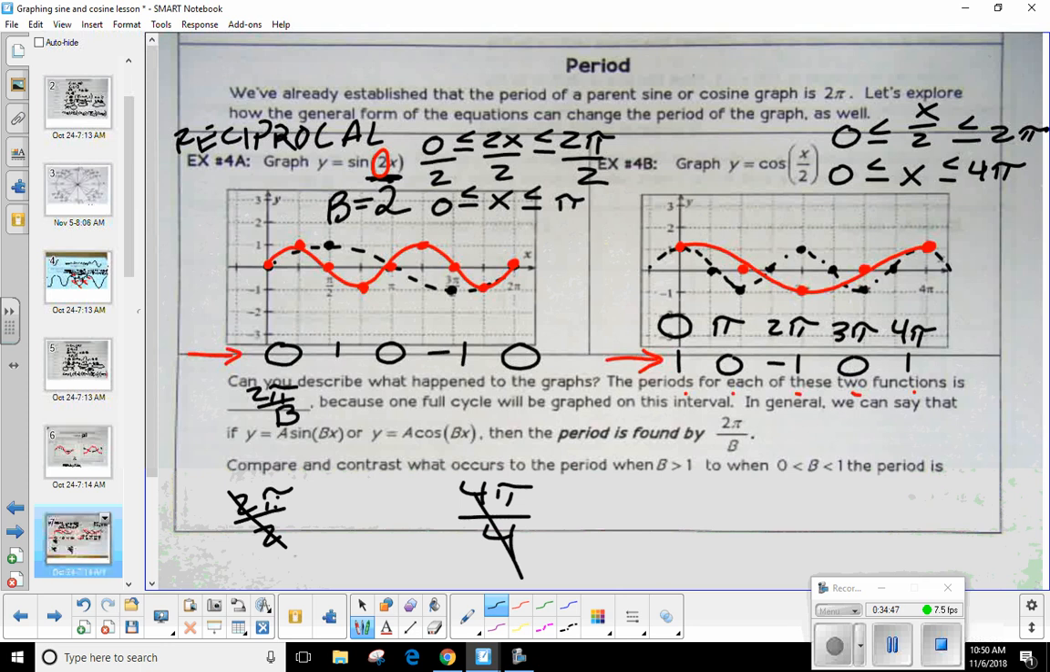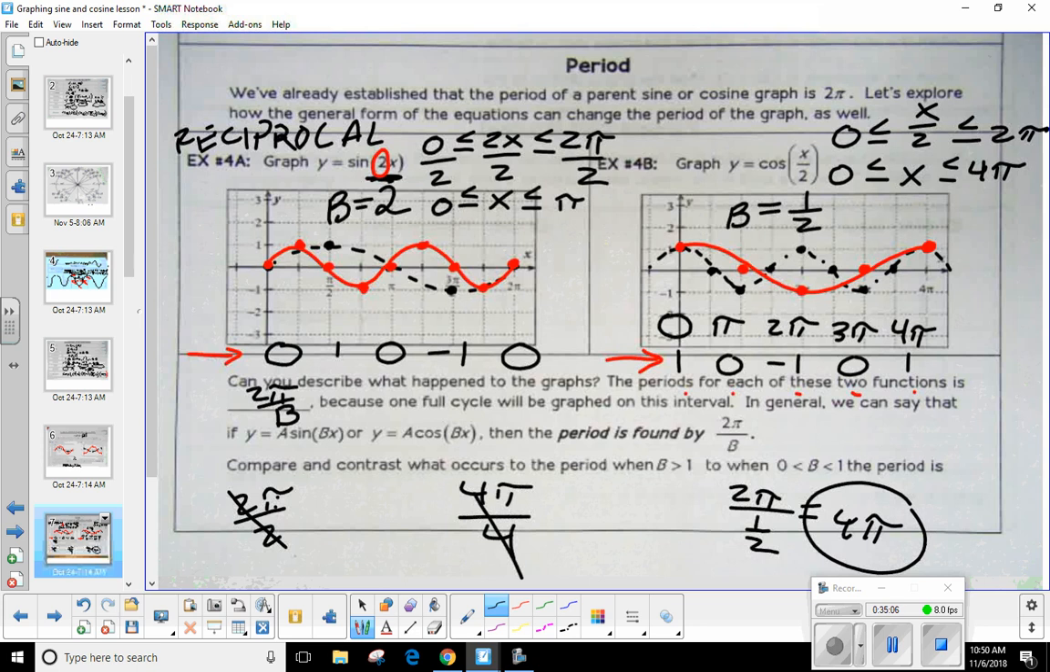Same thing over here. What's the value of b for cosine of 1/2 x? 1/2, right? Plug that into my formula. 2π divided by 1/2, what happens when you divide by a fraction? You multiply by the reciprocal. Did the period turn out to be 4π? Yeah. Is this starting to make sense? Anybody have any questions? Okay.